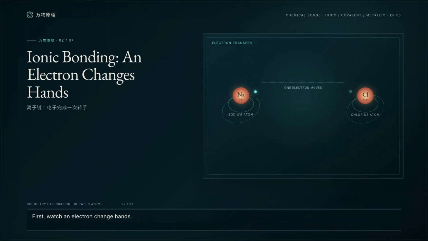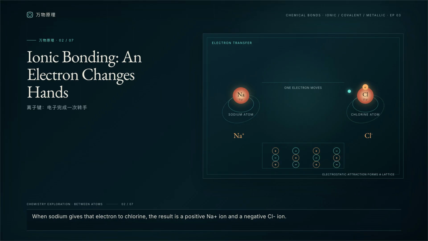First, watch an electron change hands. A sodium atom usually has 1 valence electron, while chlorine is 1 electron short of a filled outer shell. When sodium gives that electron to chlorine, the result is a positive Na+ ion and a negative Cl- ion. Their electrostatic attraction arranges many ions into a lattice, the collective picture of ionic bonding.